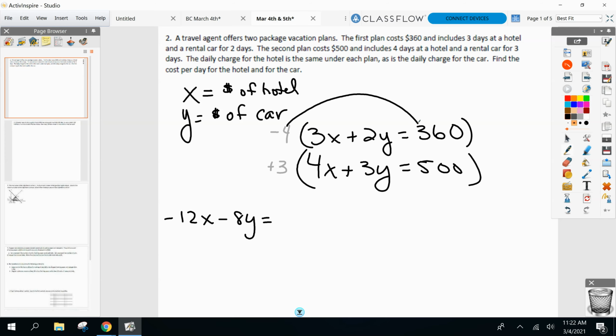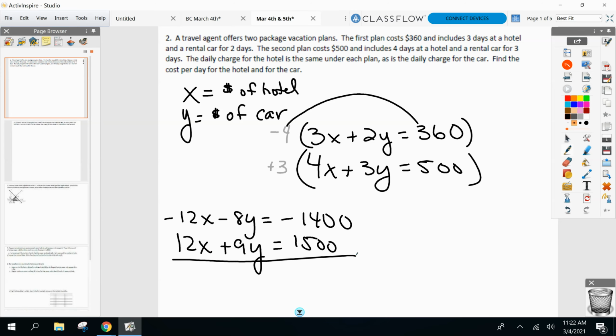1440? Please distribute everything, including the other side of the equal sign. Good job. X's cancel out. Looks like I'm left with 1y equals 100. Perfect. So the cost of the rental car is $100.